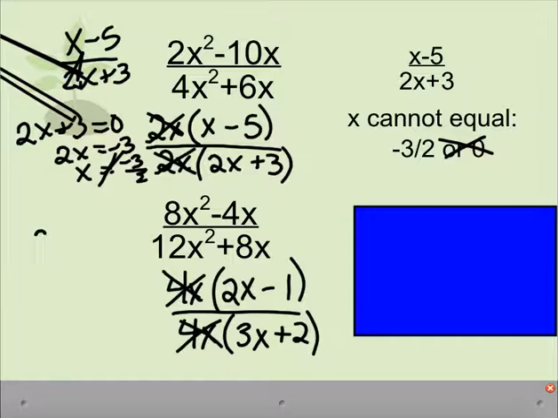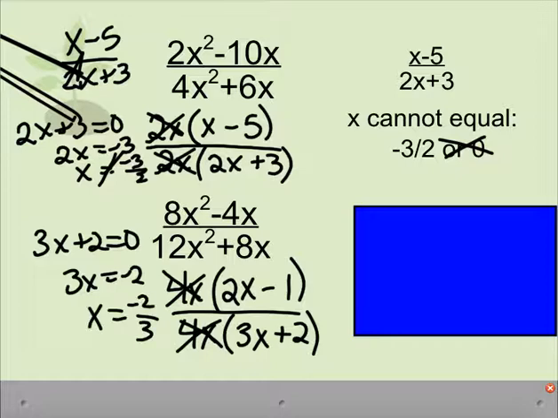Now I have to set 3x plus 2 equal to 0. Subtract 2 to get 3x equals negative 2, and divide by 3 to get x would have to be negative 2/3 to make this undefined, so we exclude that value. Okay.